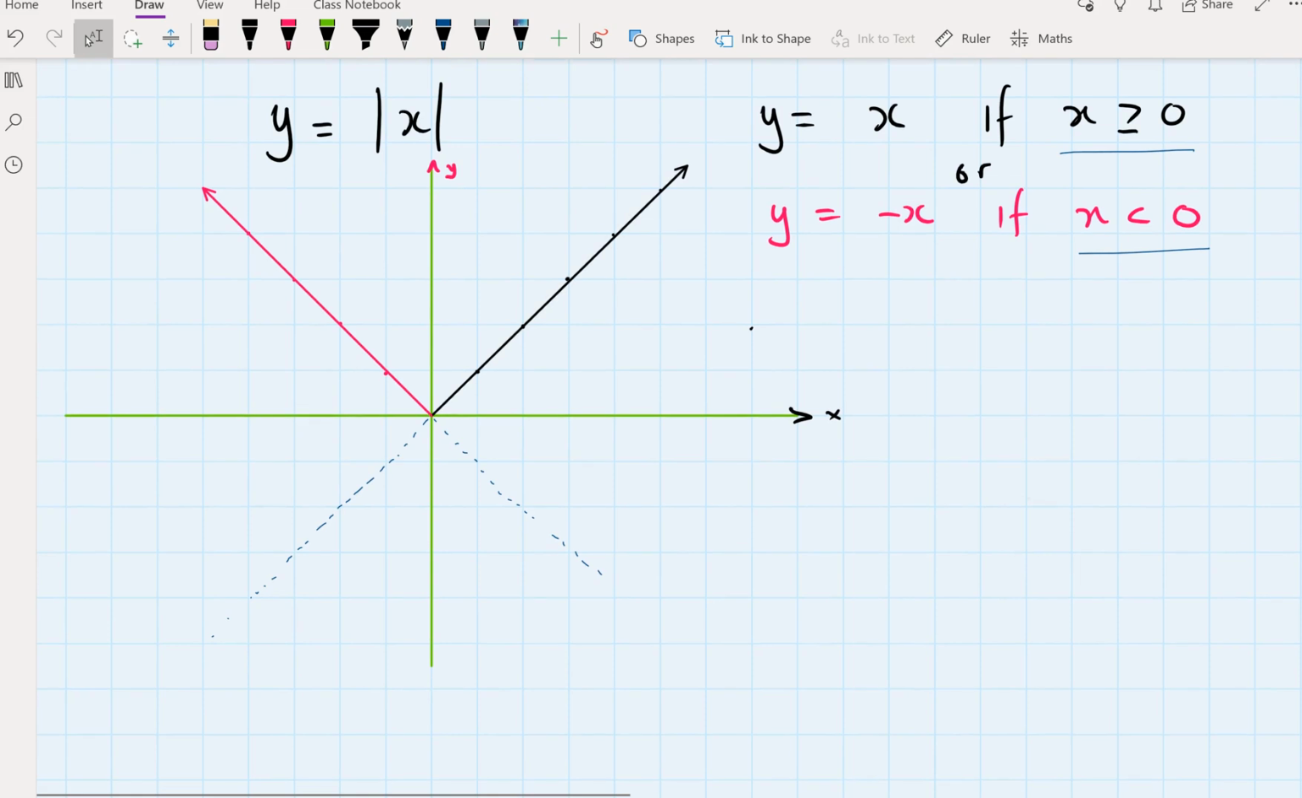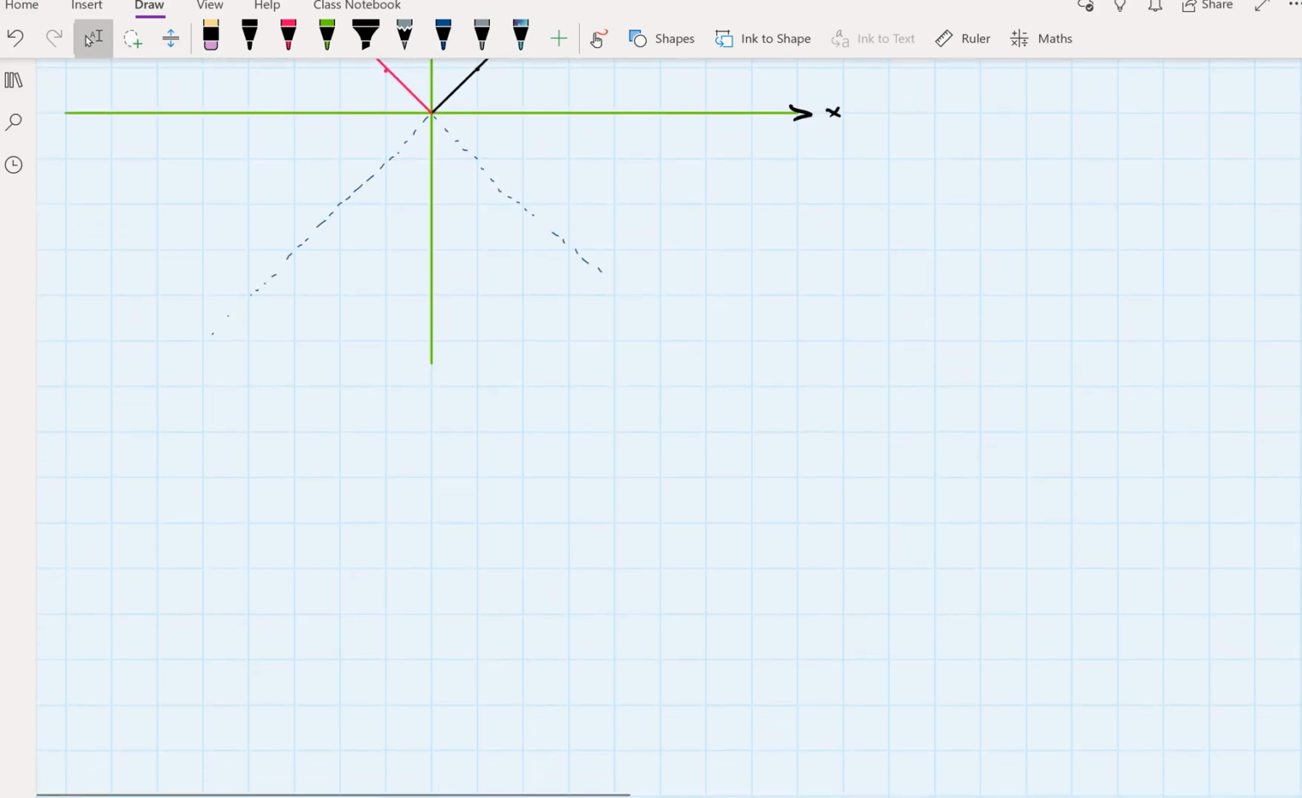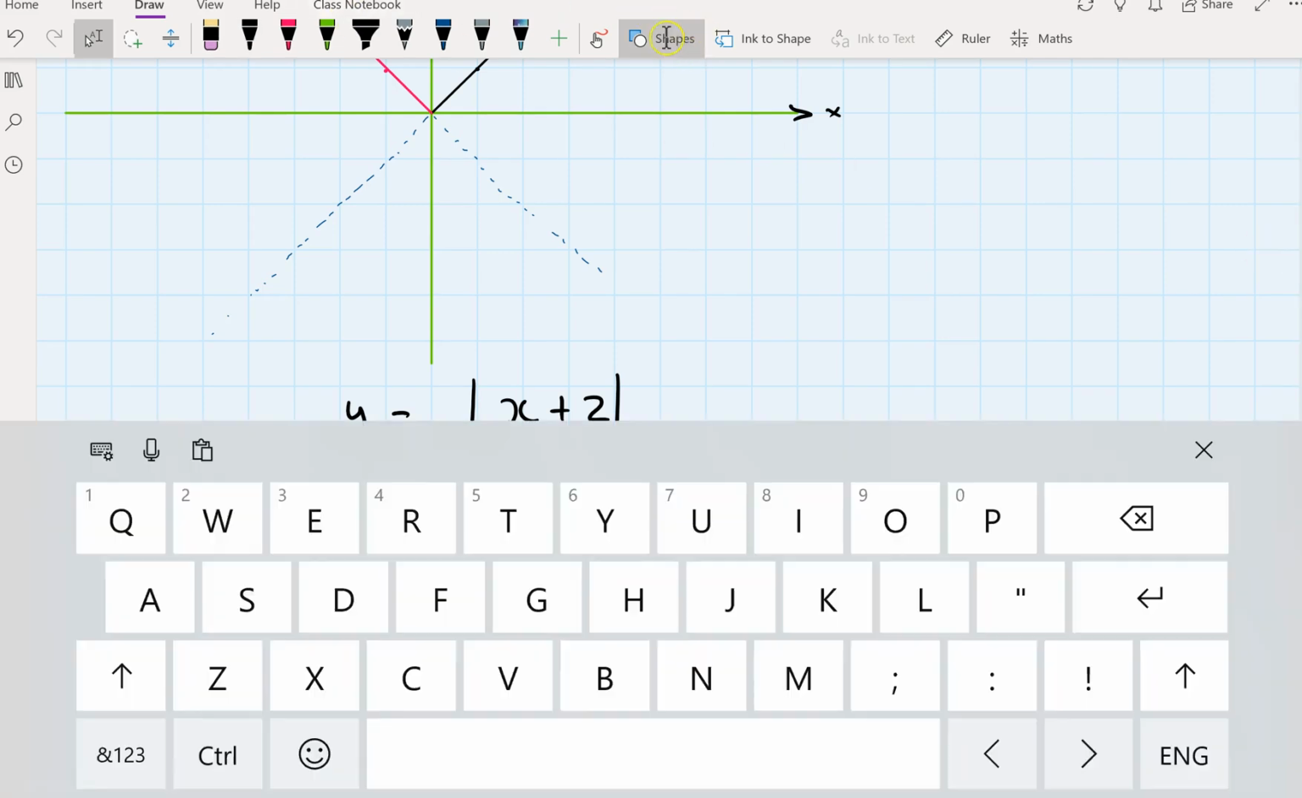So let's think about how this will change in different situations. So the next situation might be something like this. What happens when I deal with y is equal to the modulus of x plus 2? Now I want you to think back to work that you did on transformations of parabolas last year, and maybe you've got an idea about what this is already. Have a little think about that. While you're doing that, I'll just set up a set of axes.